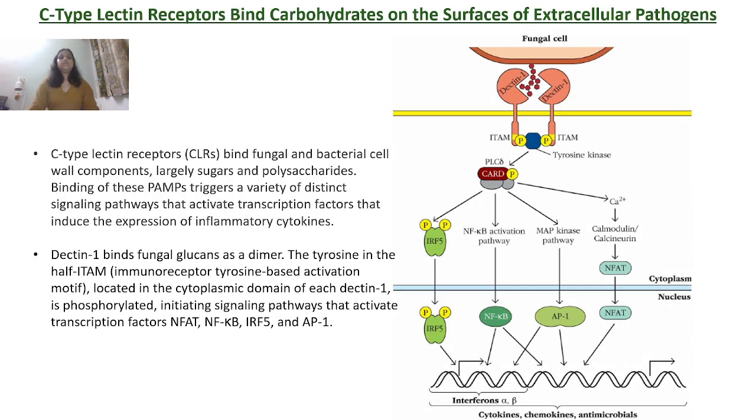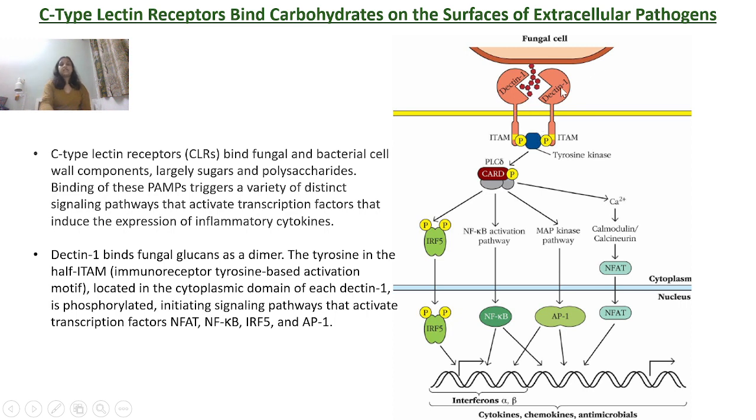After this, we come to CLRs or C-type lectin receptors. These C-type lectin receptors bind carbohydrates on the surface of extracellular pathogens. So they bind mostly fungal and bacterial cell wall components, mainly sugars and polysaccharides. And binding of these PAMPs triggers a variety of distinct signaling pathways that activate the transcription factors that induce the expression of inflammatory cytokines.